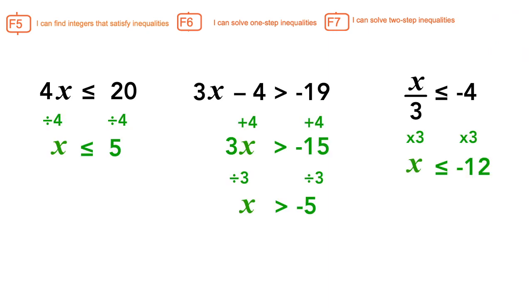Just like before, we solve for x. Divide both sides by 4, giving us x is less than or equal to 5. For the second question, we add 4 to both sides, giving us 3x is greater than -15. Then divide both sides by 3, giving us x is greater than -5. For the last question, we multiply both sides by 3, giving us x is less than or equal to -12.